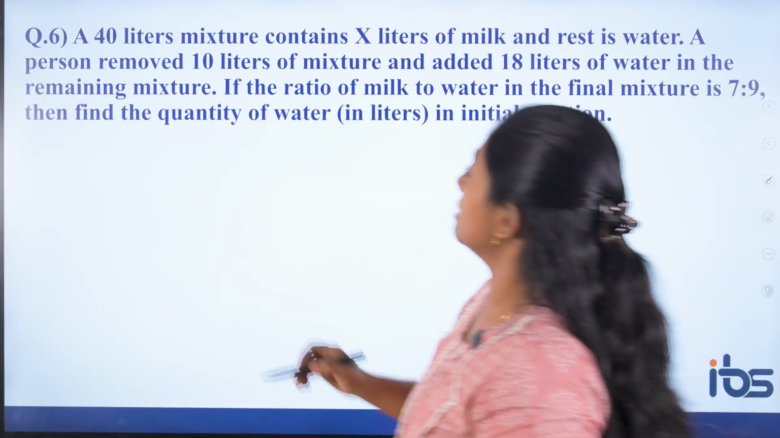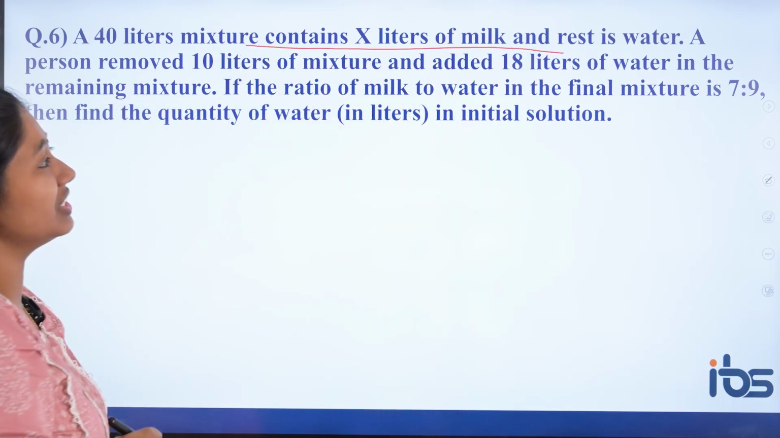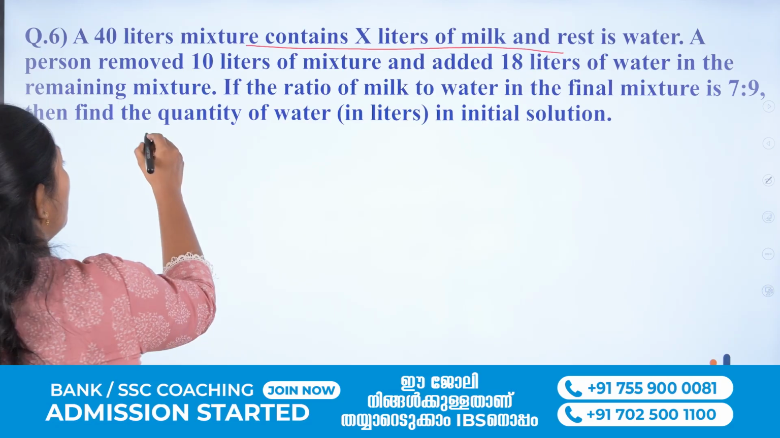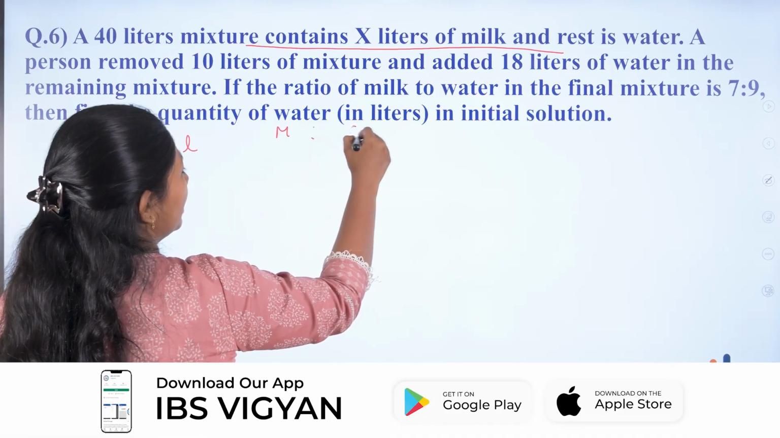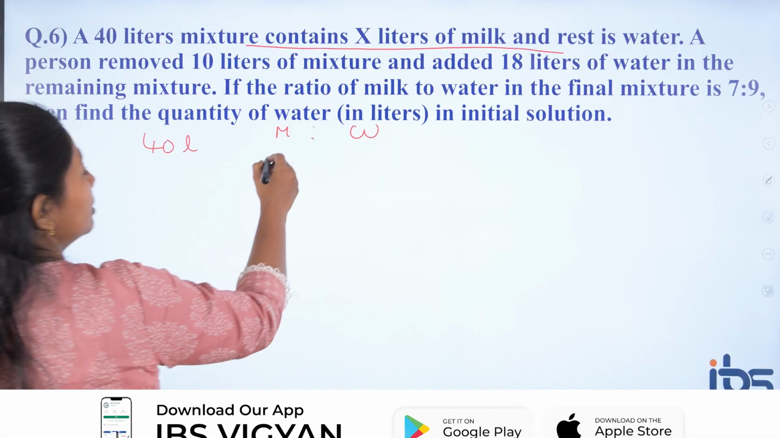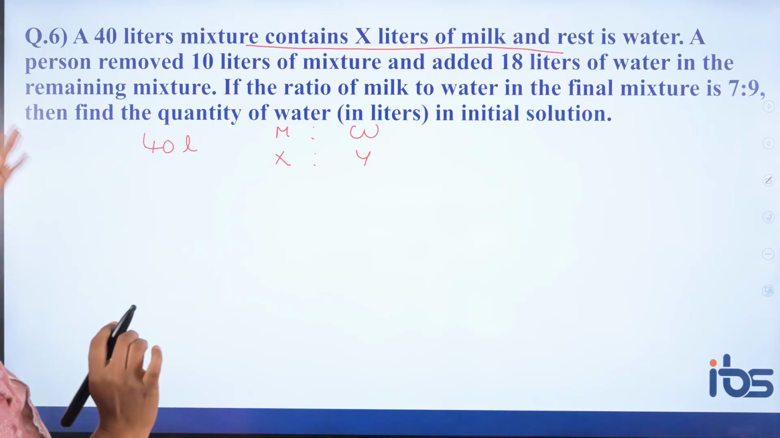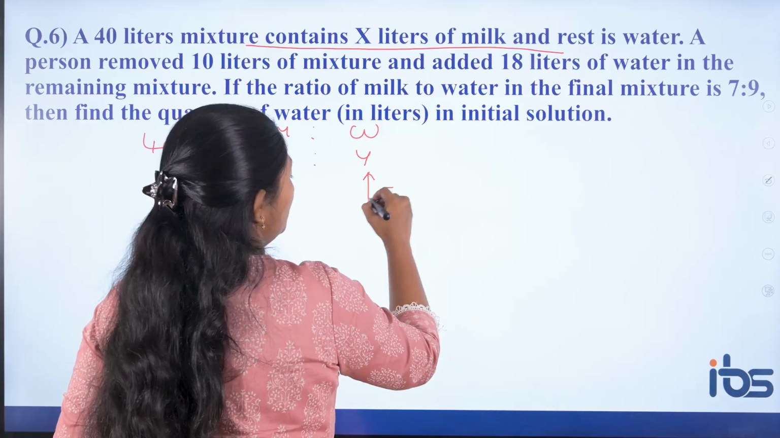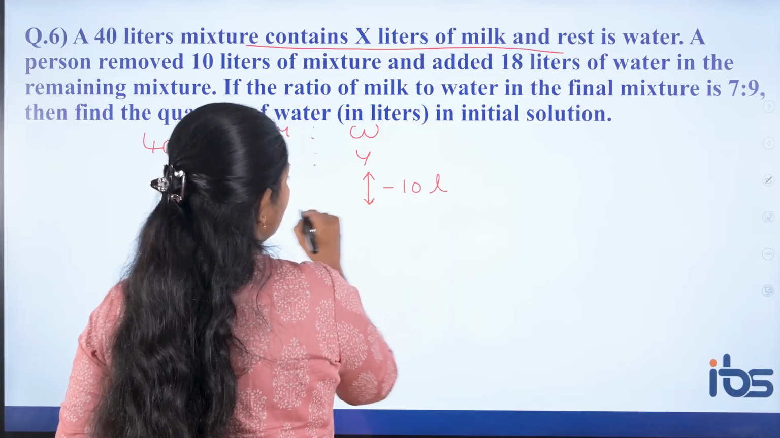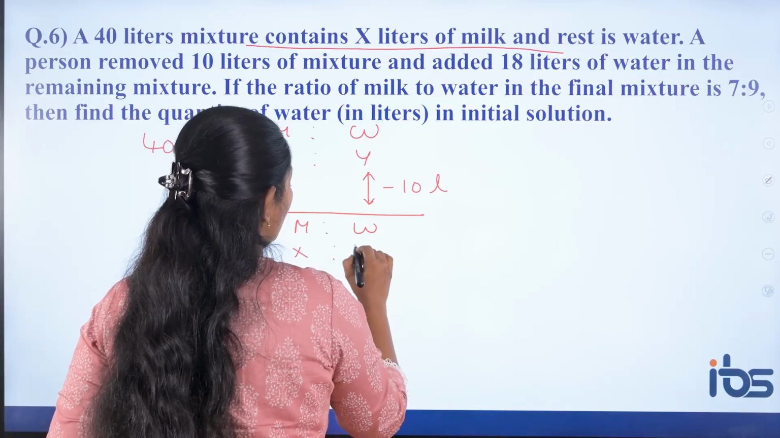A 40 liter mixture contains x liters of milk and the rest is water. So the quantity of mixture is 40 liters and the milk to water ratio is x liters of milk, and I will take y liters of water. A person removed 10 liters of mixture, and the remaining mixture now is x is to y.